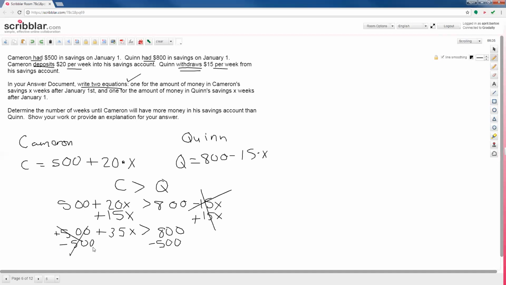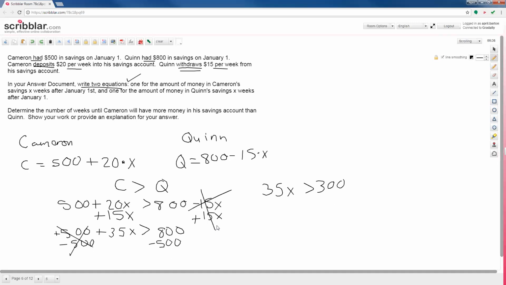So again, that just cancels that out. We use the minus 500 to take it over to the 800. I'm running out of room down here, so I'm going to have to write up here. We have our 35x still, greater than, then we do the subtraction. 800 minus 500 is 300. So now we have 35 next to x, greater than the 300.